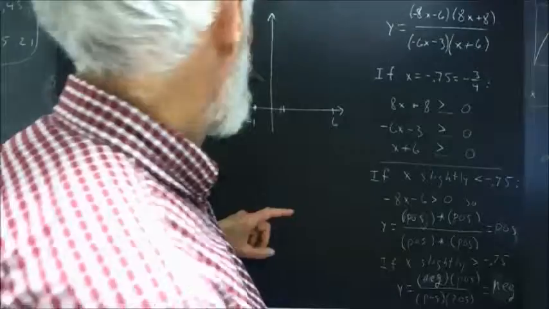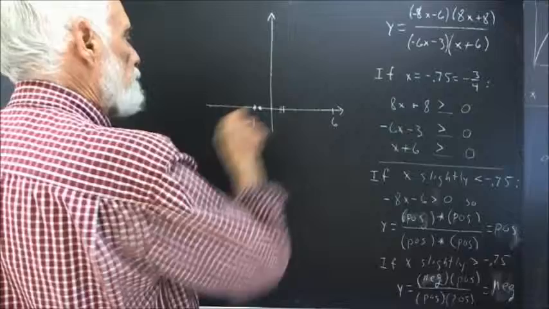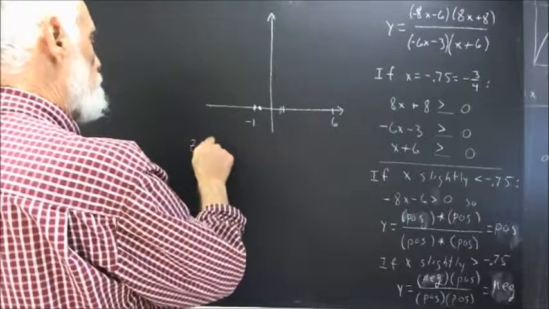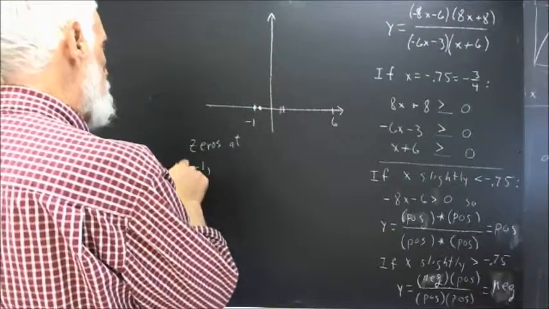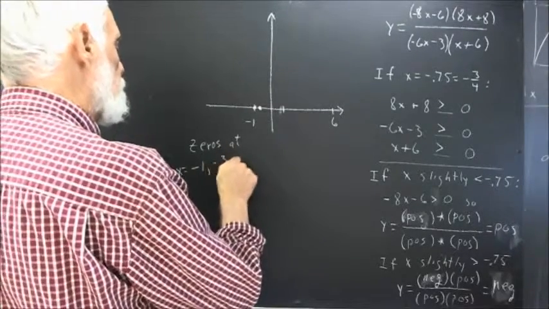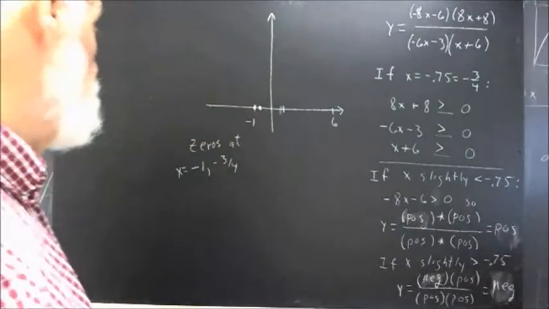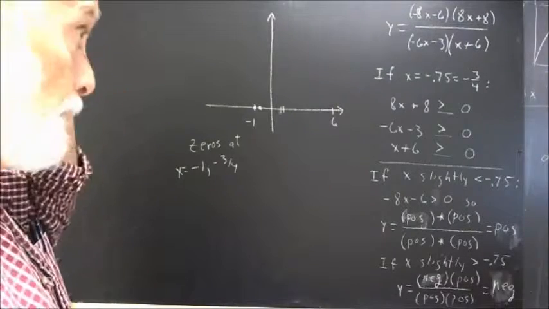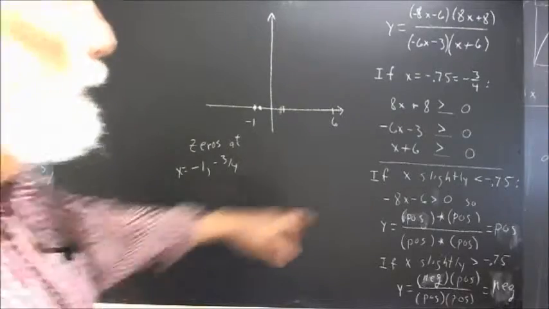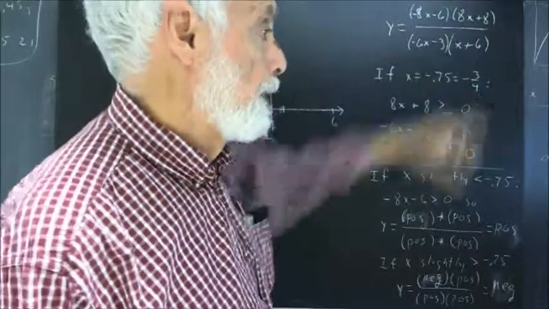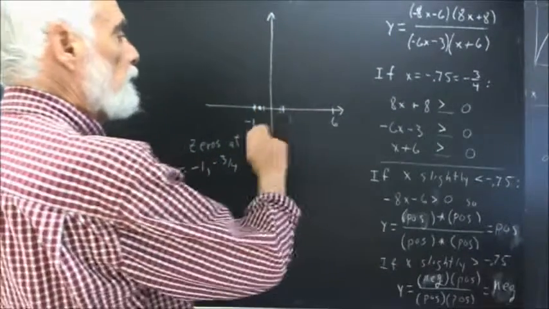What information do we have right now? We have the fact that we have zeros at x equals -1 and -3/4. Now those are really close together. So we have zeros at these two points, and those two points are close together. We have zeros of the denominator when x equals, in this case, -1/2 or -6. So we're going to have a zero of the denominator here, and we'll get to the effect of those.